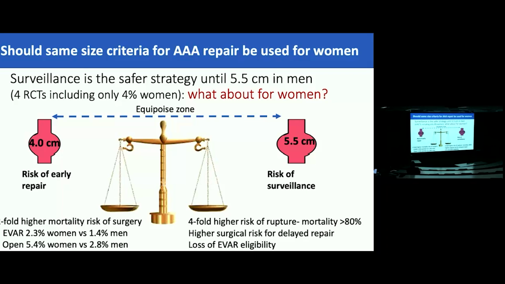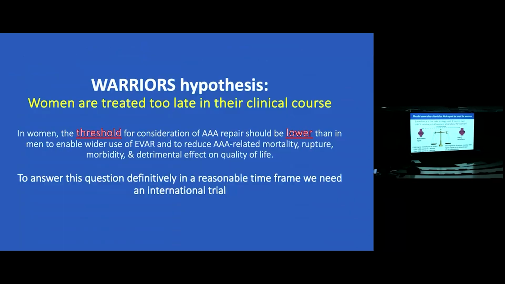Usually, women tend to present with rupture at smaller sizes, and they also lose their eligibility for having a smaller procedure, which is an infrarenal EVAR. So should we be fixing it sooner? This is the hypothesis of the Warriors trial. Women are treated too late in their clinical course, and the threshold for repair in women should be lower to be able to widely use infrarenal EVAR devices and to reduce AAA-related mortality, rupture, and detrimental effects on quality of life.